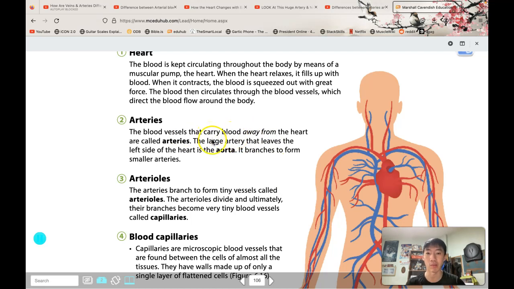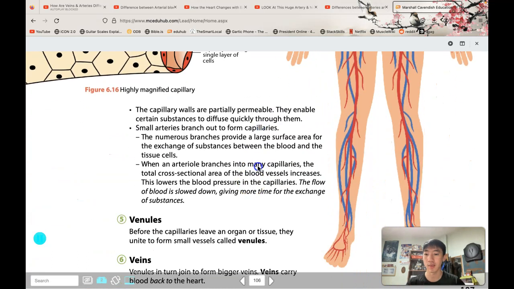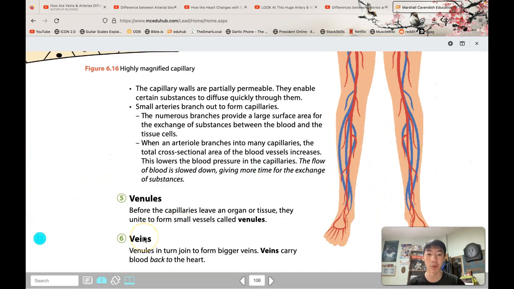The pulmonary artery is the only artery that actually carries deoxygenated blood instead of oxygenated blood, but it also carries blood away from the heart, so it fulfills the criteria of being an artery. Likewise, there is this vein called the pulmonary vein, which is carrying oxygenated blood back towards the heart. It fulfills the criteria of carrying blood back towards the heart, so we can call it a vein.